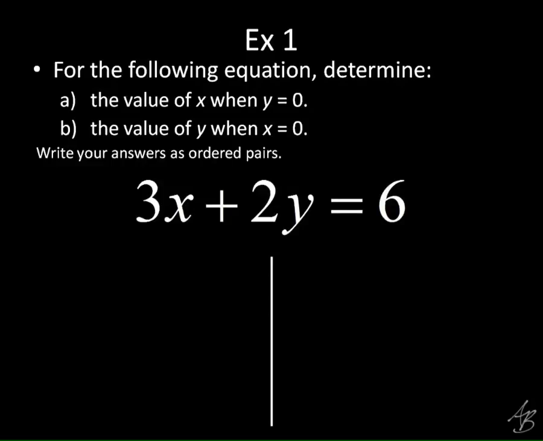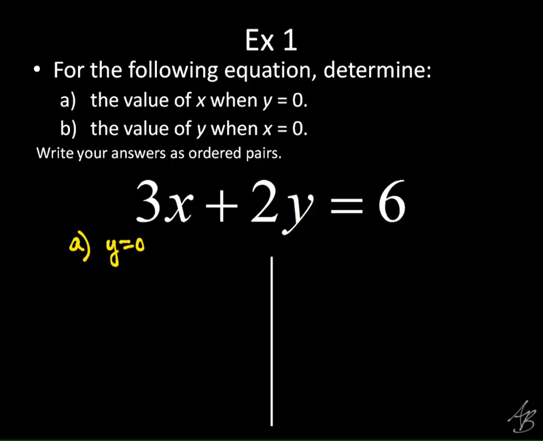So the idea of what we're going to do here is we're going to take this equation and graph this equation without doing a function table. All right, so for the first part here, we want to find the value of x when y equals 0. So for part A, we're going to say y equals 0, and we're going to plug it in here for y.